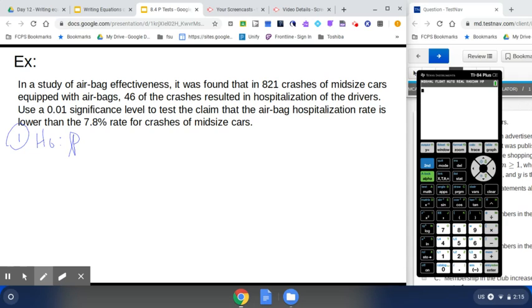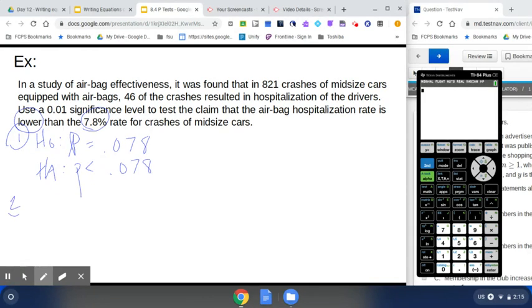So these are going to be in terms of P, the proportion. So notice that here is our proportion. I'm going to change that to a decimal. So P equals 7.8% or 0.078. The alternative, we're looking for an indicator in the prompt that indicates a direction. We see lower. So P is less than 0.078 is our alternative hypothesis.